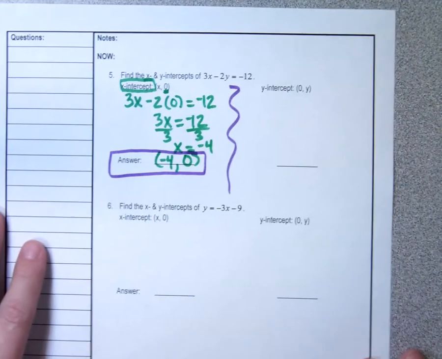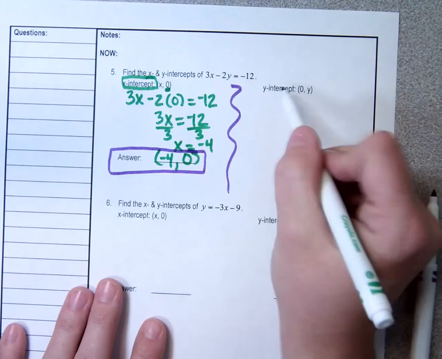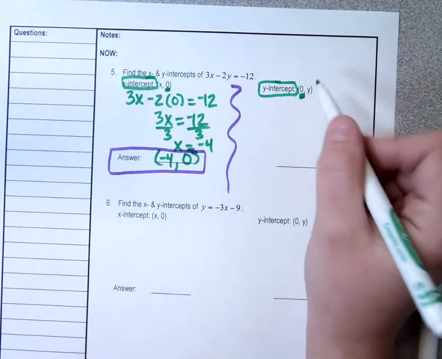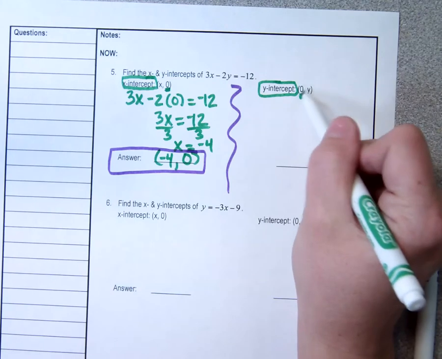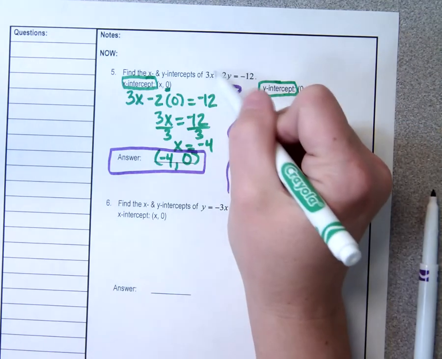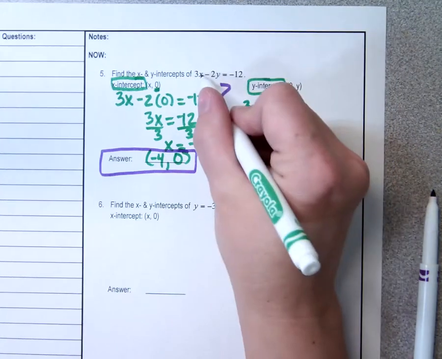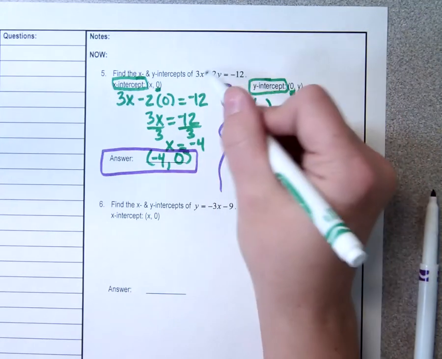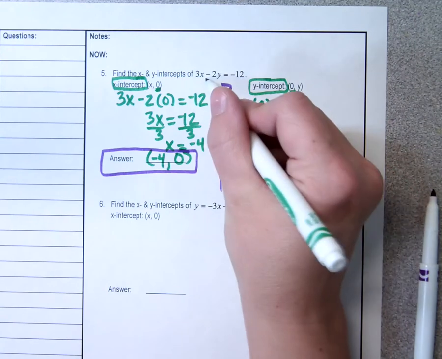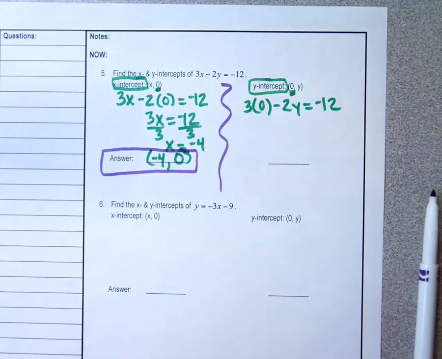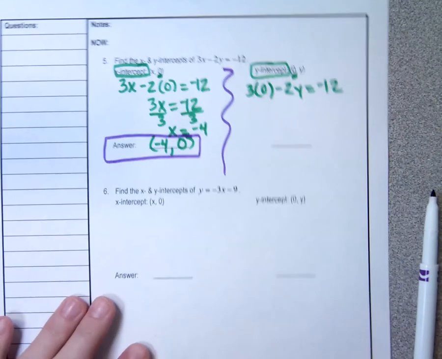Now we're going to do the same thing, but we're going to find the y-intercept. So if I want to find the y-intercept, I know that the x-coordinate is 0. So if the x is 0, I'm going to put a 0 in the x this time. So it's going to be 3, slap parentheses down, put a 0 into the x, and recopy minus 2y equals negative 12. Now I want to solve for y.